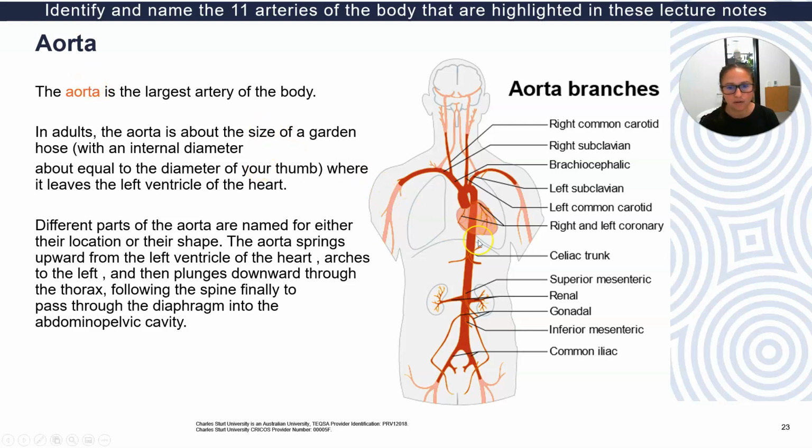Now, here you see the heart. The aorta is the blood vessel that comes out of the left ventricle. And it goes up, around, and then down again, okay? So the aorta is the one that we want you to remember.